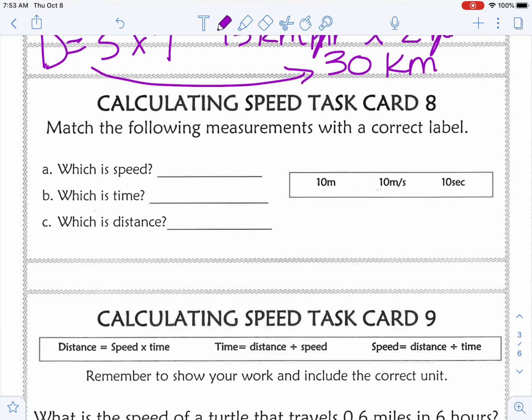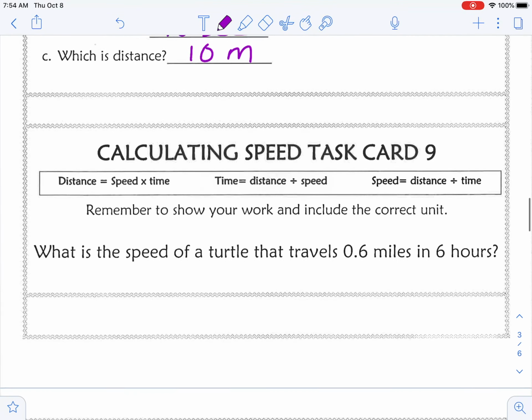Okay, we're going to match the measurement with the correct label. So which one is speed? Speed has to have 2 portions of it, a distance and a time. Which one is time? 10 seconds. Which one is distance? 10 meters.